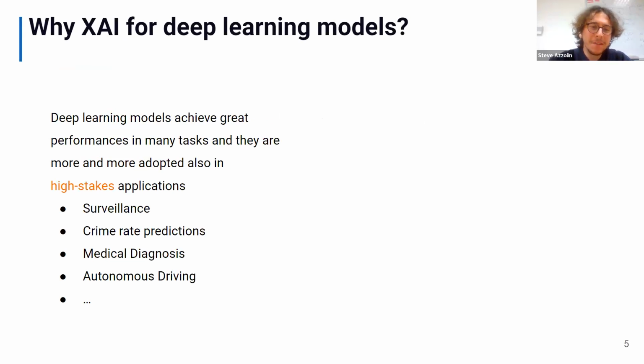Well, we all know probably that deep learning models can achieve great performances in a great variety of different tasks, sometimes even surpassing human performances. And for this reason, deep learning models and machine learning models in general are being adopted more and more also in high-stakes applications, such as surveillance, crime rate predictions, medical diagnosis, and autonomous driving. And I'm sure that you can find some other examples that are not listed here.